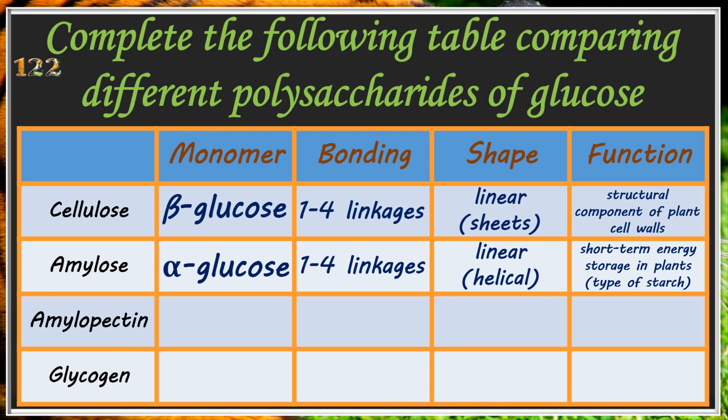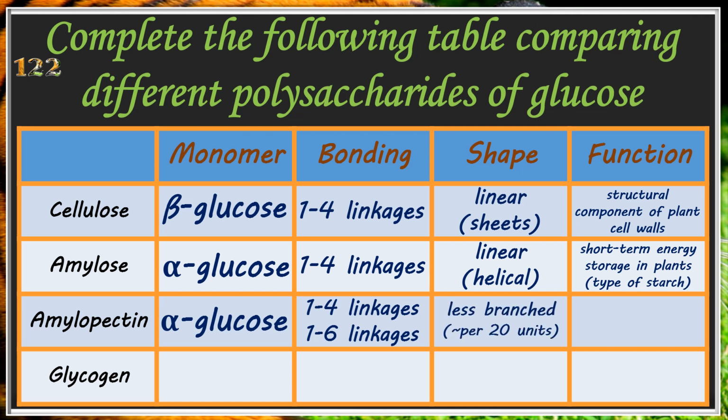Then we have another polysaccharide, amylopectin. Its monomer is alpha glucose. The bonding, 1,4 linkages and 1,6 linkages. Its shape is less branched, per 20 units, and its function is short-term energy and storage in plants. The type of starch.